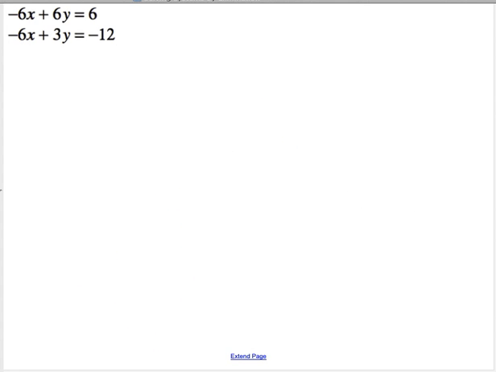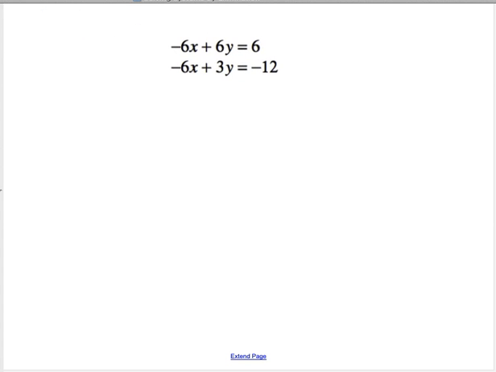Right here, I need to decide, do I want to get rid of my x's or do I want to get rid of my y's? Which one do I want to eliminate? Well, I am going to choose to get rid of my x's. But the problem is they are not additive inverses of each other, because when you add negative 6 and negative 6, you get negative 12. So I need to change the sign of one of my equations. I'm going to change the sign of the top equation.